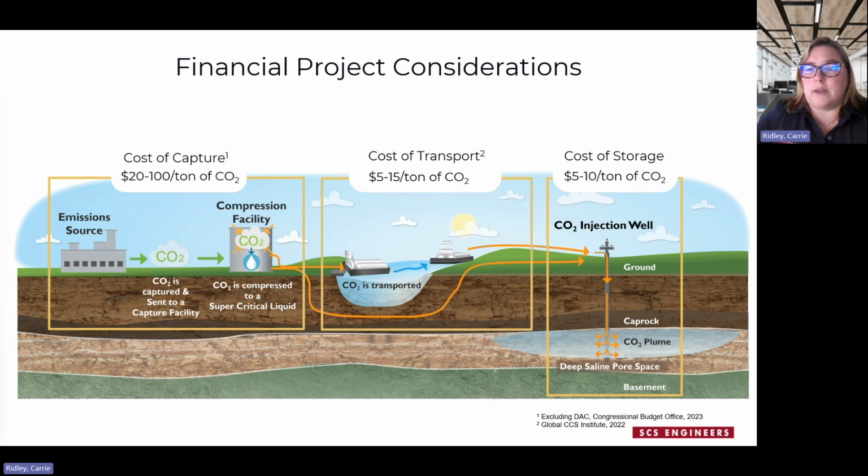Transportation costs vary significantly, with pipelines being the cheapest, but higher costs related to truck transport. Finally, the cost of storage is generally thought to be around $5 to $10 per ton. Government tax credits are available to those who meet the criteria found in the tax code guidance.